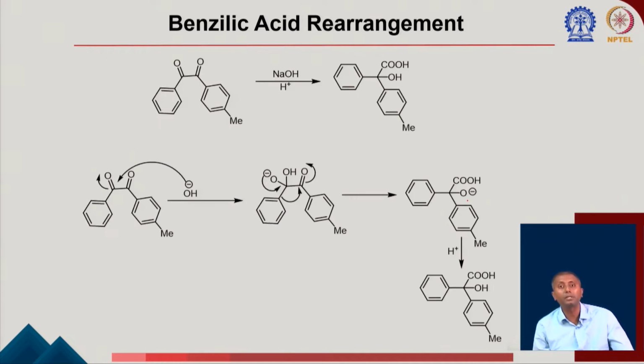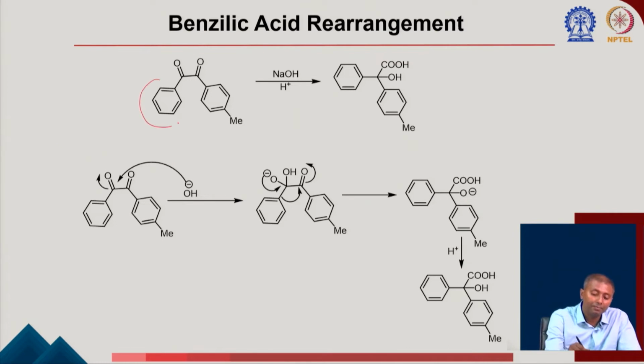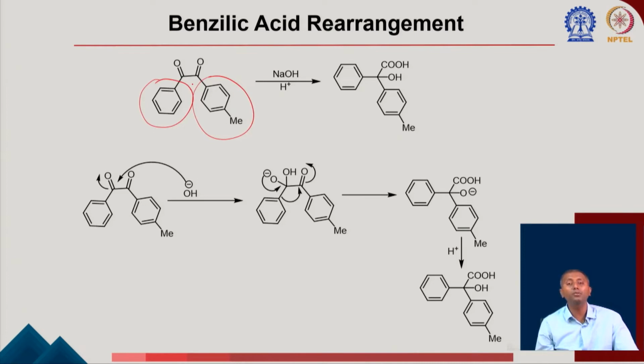Now the question comes, if you have an unsymmetrical aryl group, like a phenyl on one side and a para-methylphenyl on the other side, what is going to happen? The problem is the first step, when the base is attacking, it is going to find the carbonyl carbon which is more electron deficient. Because of the plus I effect of this methyl, the OH must choose to attack this carbonyl group, which allows this phenyl to migrate to give the corresponding product.